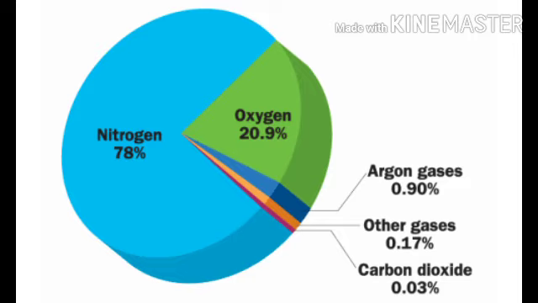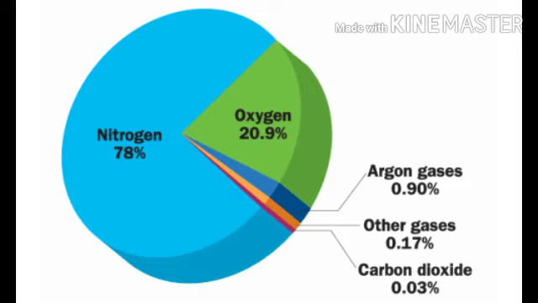Nitrogen and oxygen are the two gases which are the main components of the atmosphere, whereas other gases like carbon dioxide, helium, ozone, argon and hydrogen are found in smaller quantities. Apart from these gases, tiny particles are also there. You can say the dust is also present in air.